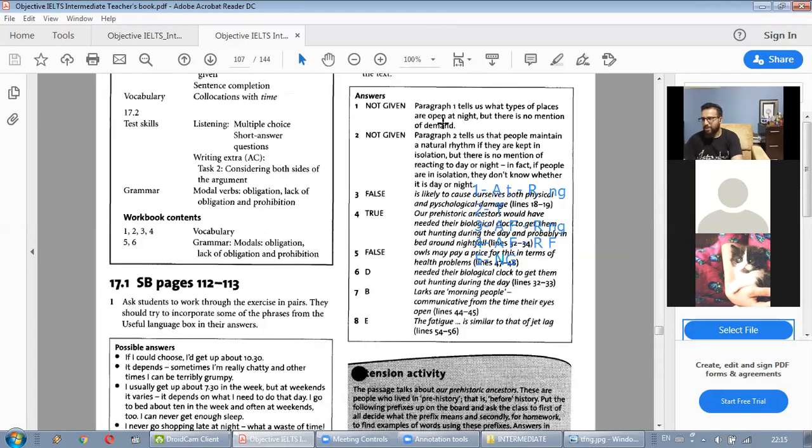Let's see. So number 1 is not given. Oh my God, Rima. And number 2, it's true. Both of you said true, but it's not given. Oh, great. And we'll see why it's not given. And number 3, Aya said it's false, but Rima said it's not given. It's false. And it says here the reason is, let's zoom in a little bit.